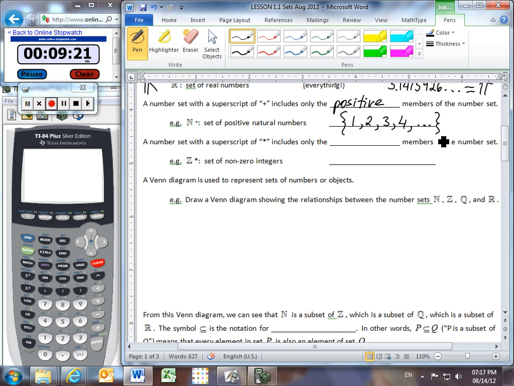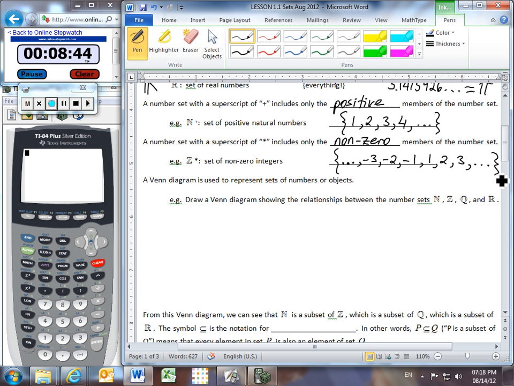Meanwhile, a number set with a superscript of an asterisk includes only the non-zero members of the number set. In other words, we're removing 0 from the number set. So, Z asterisk, which means the set of non-zero integers, would be all of the integers, but we're going to remove 0 from the set. So after writing our negatives, we'll now write our positives. And that is Z star.